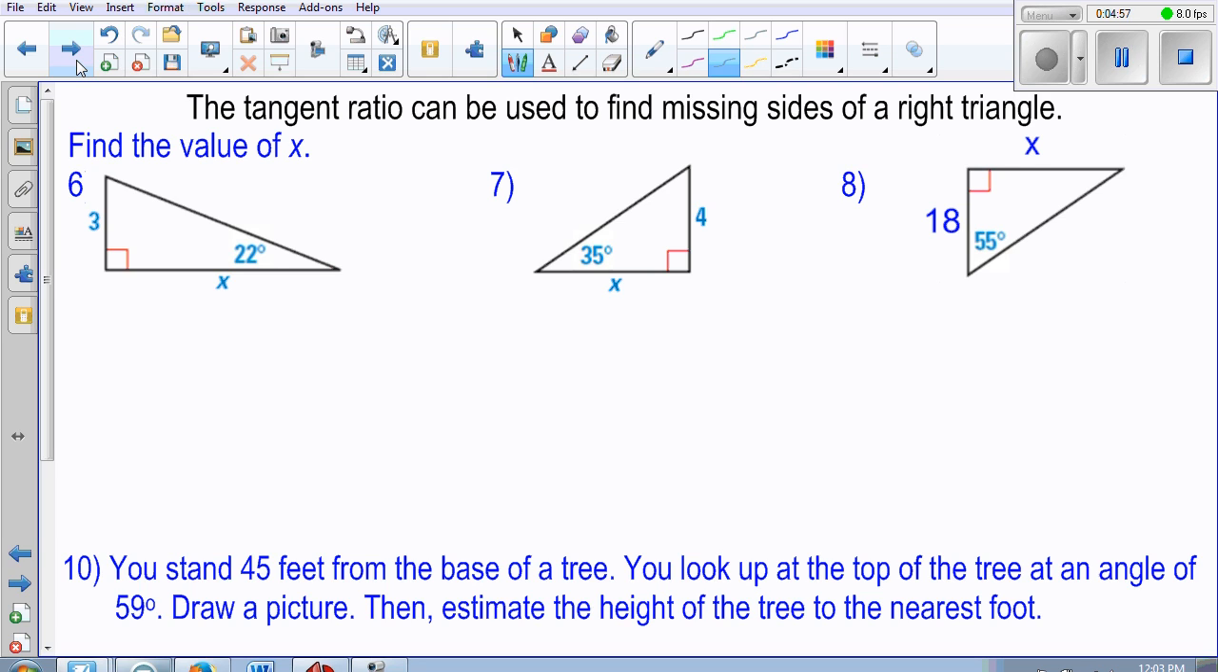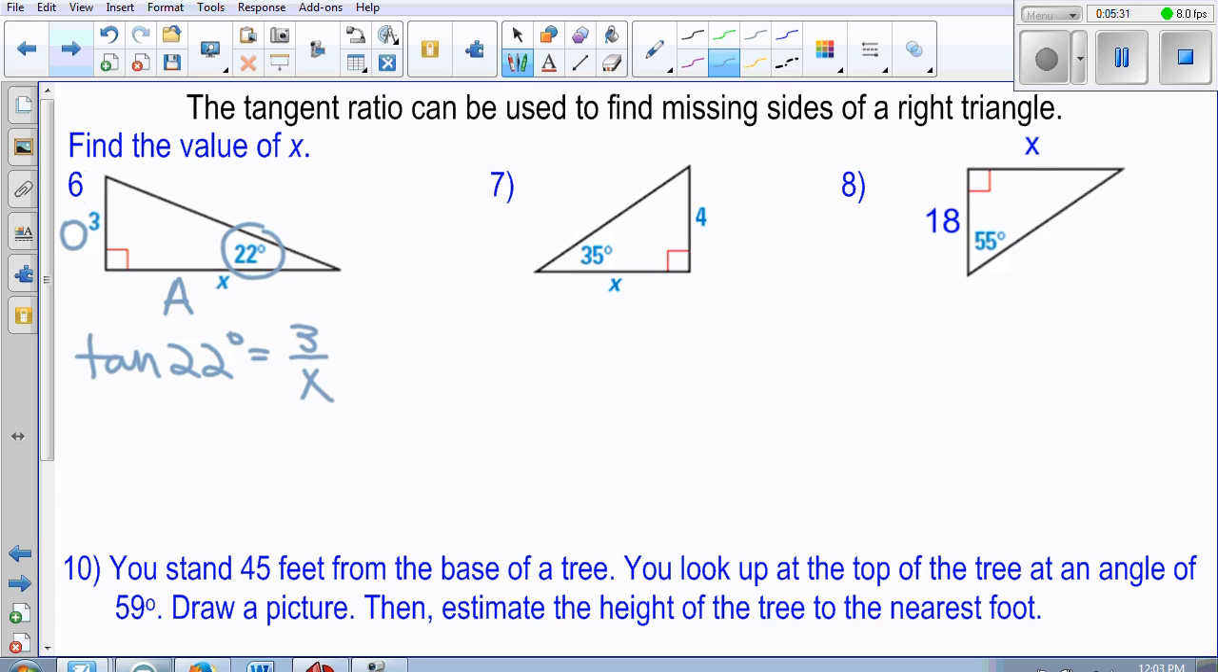So what we're going to do here is identify first where the angle is, and then we're going to identify the side lengths that are labeled from that angle. So in this picture, the 3 is the opposite side, and the x is the adjacent side. So anytime I see O and A, opposite and adjacent, I know I'm going to use a tangent ratio. So tangent of 22 degrees is equal to the ratio of 3 over x.